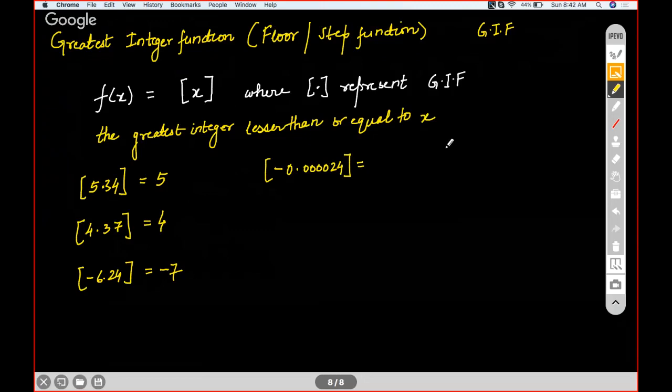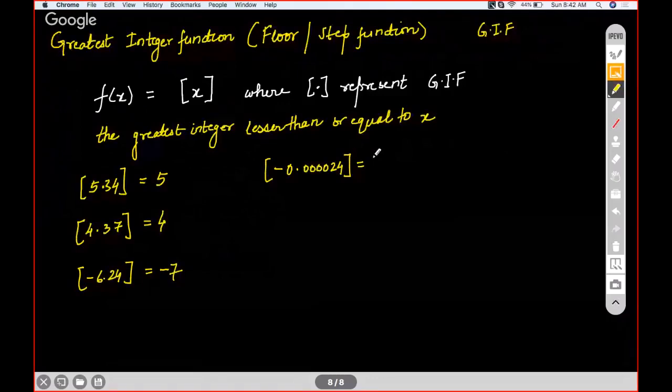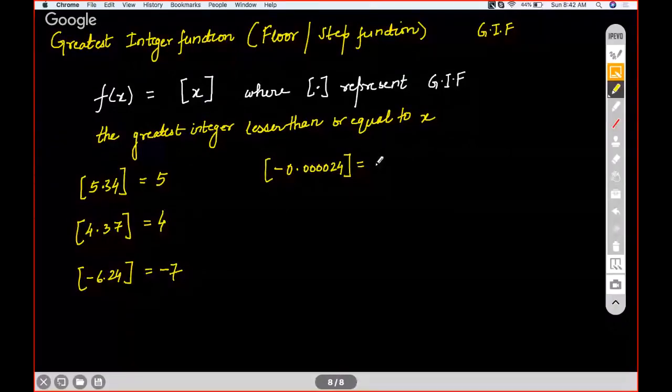Zero, minus 0.00024. Okay, so that would be, after the final, the greatest integer lesser than that. The value lesser than that should be an integer. Is it just minus 0? I mean, is it just minus 1? Minus 1, absolutely correct. Okay, now you have known the definition of this.